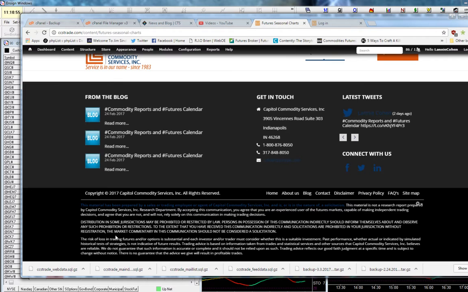Before I get started, I want to address the disclaimer at the bottom here. Please read it carefully if you intend to trade futures, because there is risk involved and only risk capital should be utilized.